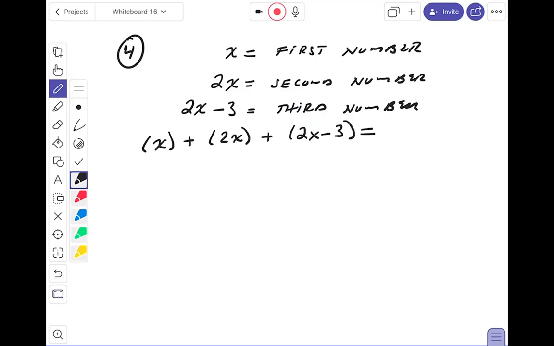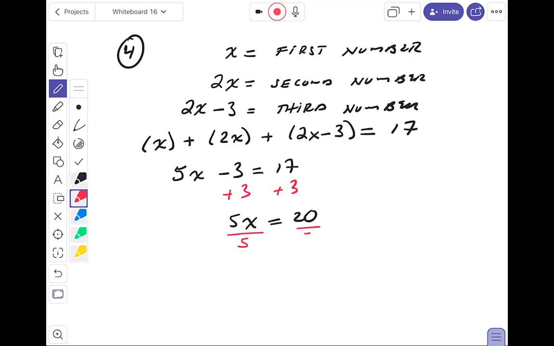Again, you're not memorizing or reading. The sum of the three numbers is 17. Well, I got to simplify it. What do I get? Well, 2, 4, 5x minus 3 equals 17. I'm going to add 3 to both sides. You're going to get 5x equals 20. And then we're going to divide both sides by 5. And what do you get? x equals 4.